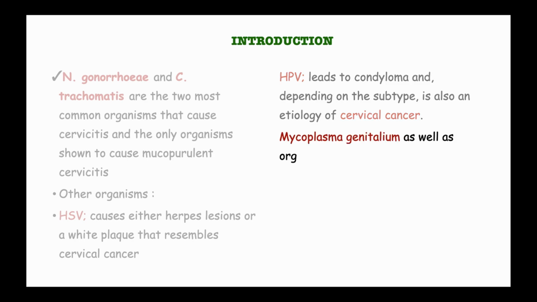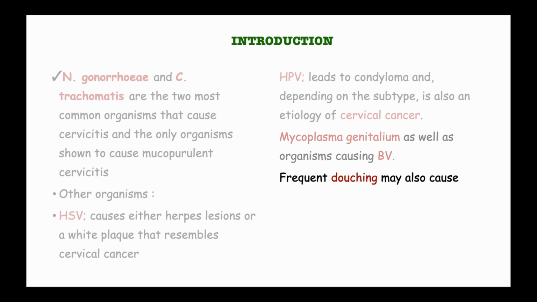Other organisms may include Mycoplasma genitalium, as well as the organism which may cause bacterial vaginosis, which is Gardnerella vaginalis. As I explained in my previous tutorials on bacterial vaginosis, douching plays a major role in causing some of these infections in women, and so frequent douching may also cause cervicitis in women.